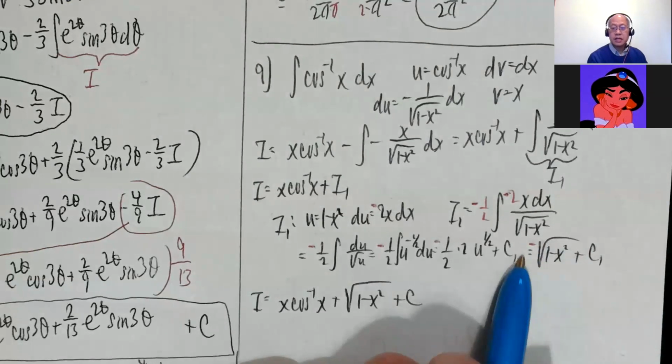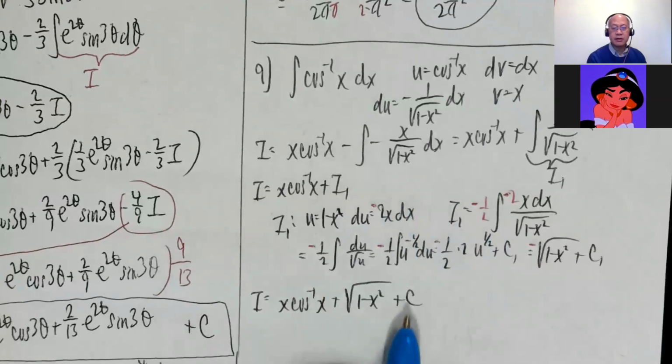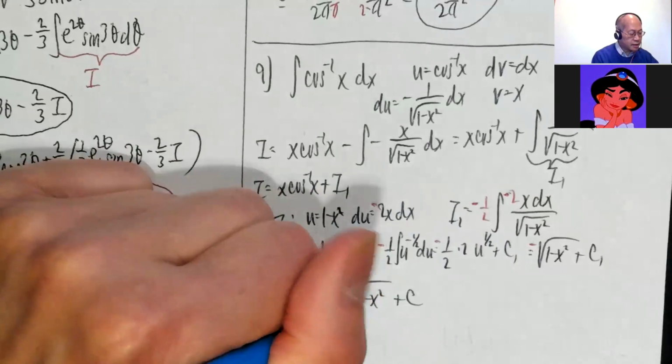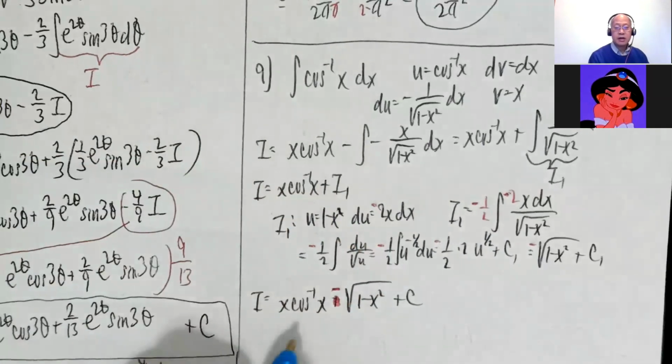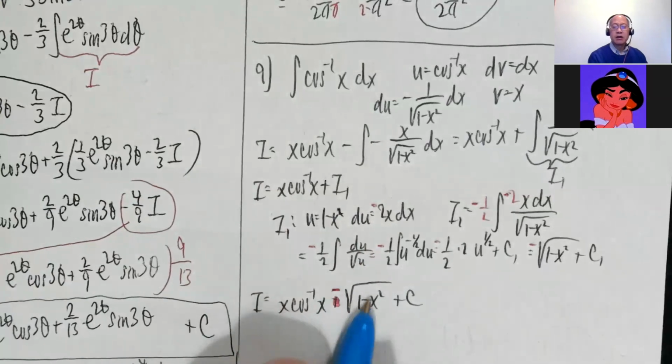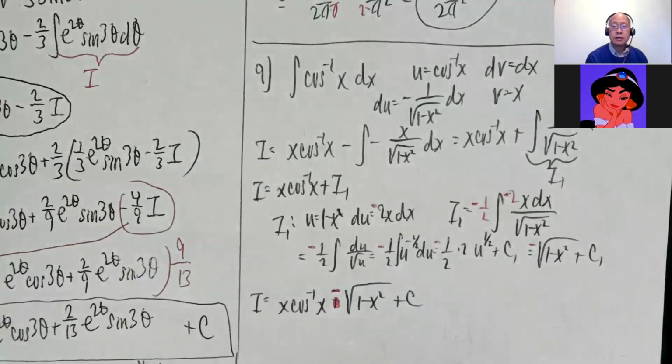Okay, so this is finally I1. That gets plugged way back in here. So final answer is x inverse cosine x, and I think this should now be a negative. Sorry. x inverse cosine x minus radical 1 minus x squared plus c. And that should be it. Okay.